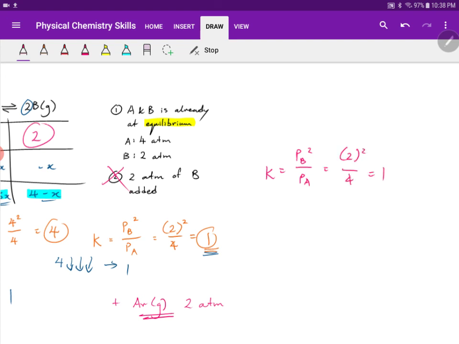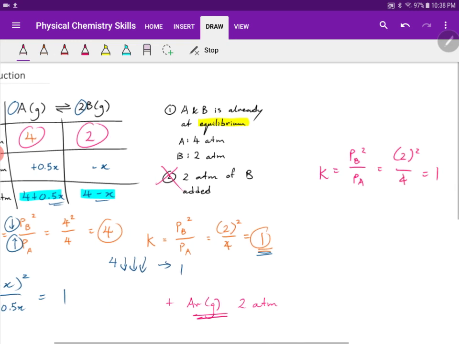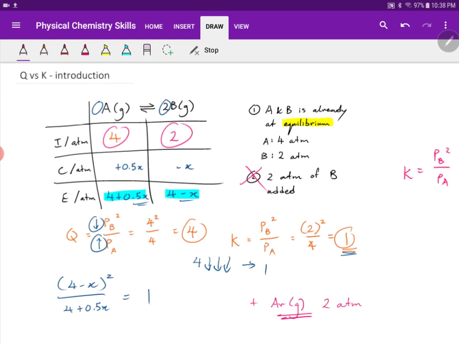So since Q is equal to K, there's no need for the system to equilibrate. Therefore, addition of argon will increase the total pressure, but it will not change any partial pressure, and hence Q is still the same as K, so there will not be any shift in equilibrium. So I hope this helps to clear things up.